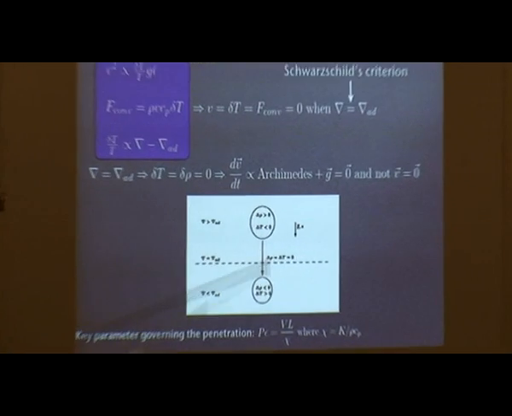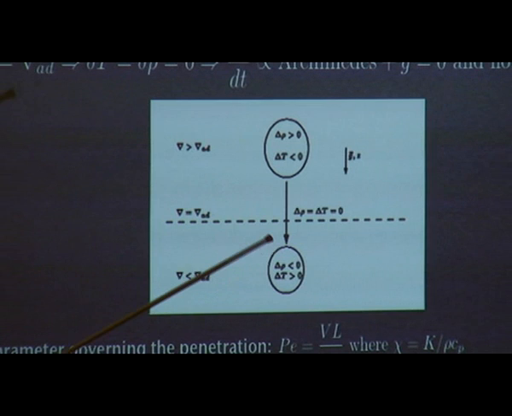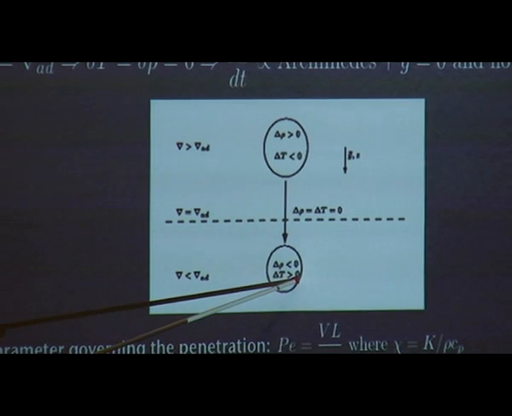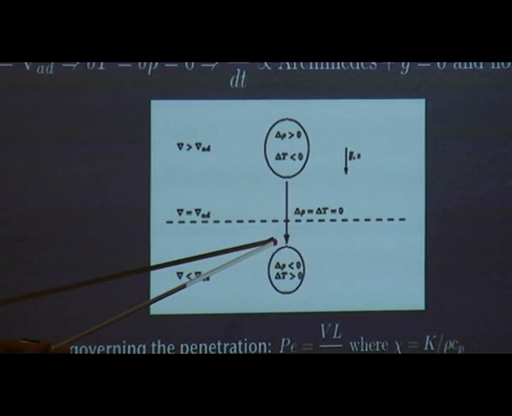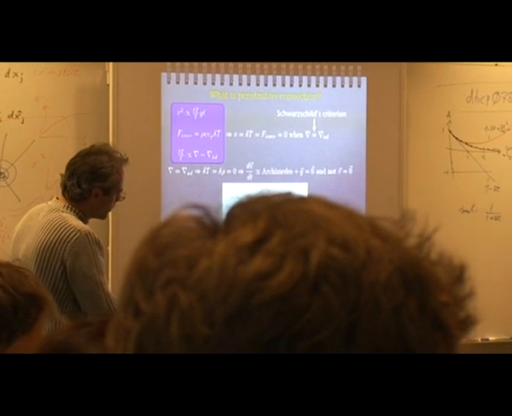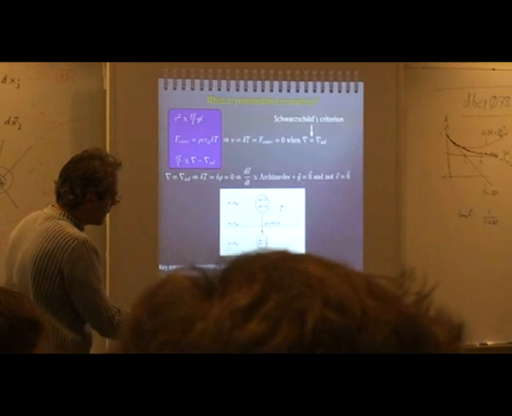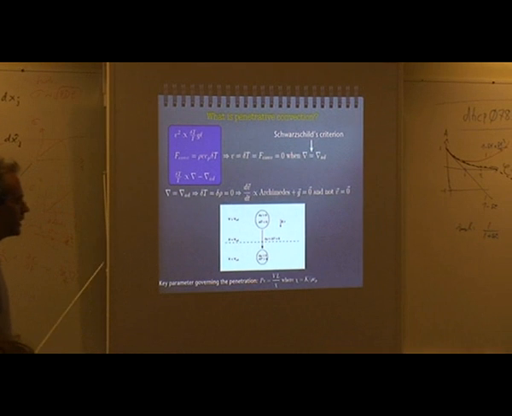Because the blob has some kinetic energy, and the blob is braked by the Archimedes force, this kinetic energy should be given to the medium, and it is given in the form of internal waves. Some part is given in the form of internal waves. And the parameter which governs the penetration is the Péclet number of the blob, which is the ratio between the product of the velocity of the blob multiplied by the typical length scale of the blob, divided by the radiative diffusion.